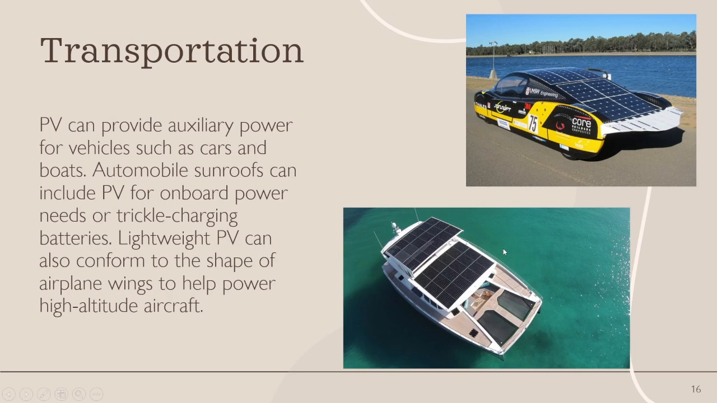Next is transportation. PV can provide auxiliary power for vehicles such as cars and boats. Automobile sunroofs can include PV for onboard power needs or trickle charging batteries. Lightweight PV can also conform to the shape of airplane wings to help power high altitude aircraft. We can see photovoltaic cells being used in automobiles, such as cars and boats. These are usually put on top of the sunroof or used as a sunroof. They are used for trickle charging or onboard power, especially for the infotainment system in a car or a boat.